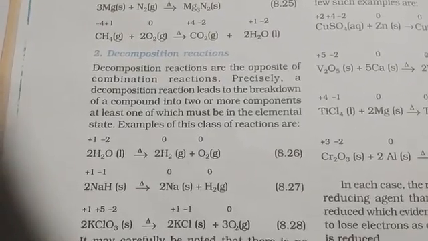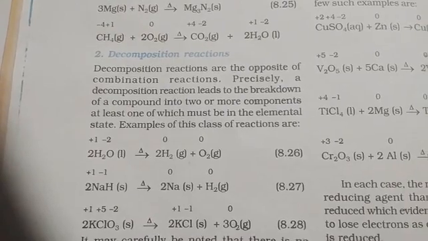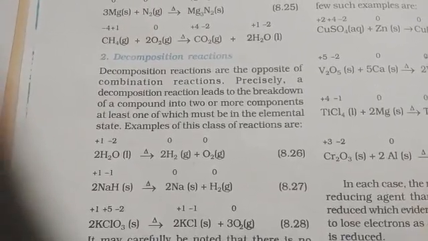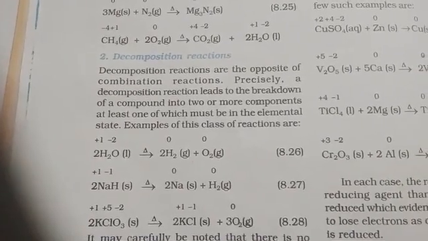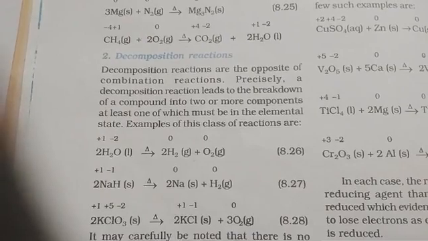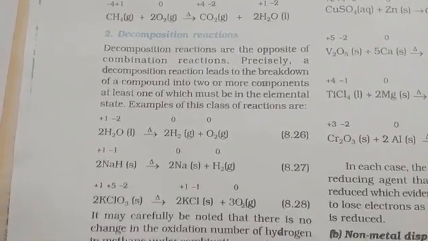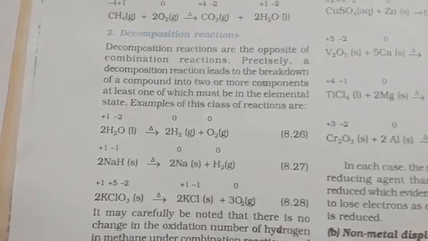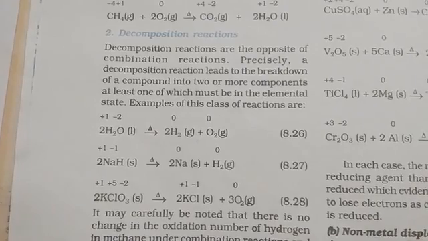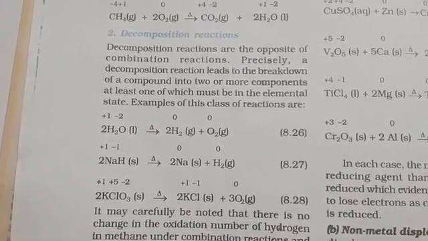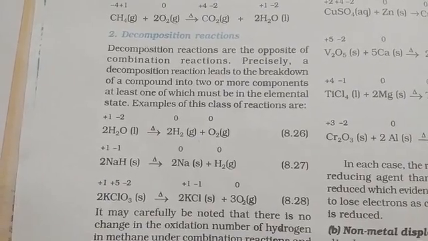So in the definition of decomposition reaction, we say that the reaction in which a single substance break into two or more components or substance, that is known as decomposition reaction. There are mainly three types of decomposition reaction which we studied in the class 10th. First one is electrical decomposition, second one is thermal decomposition, and third one is photochemical decomposition.